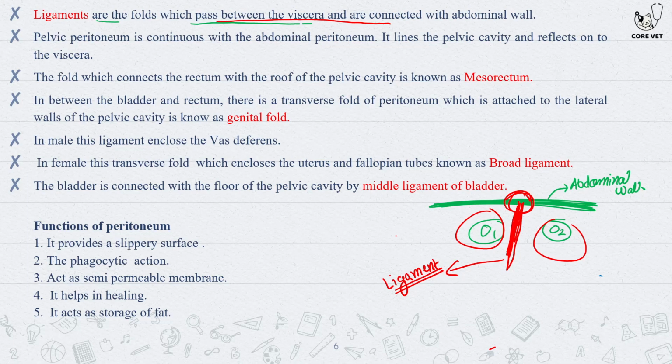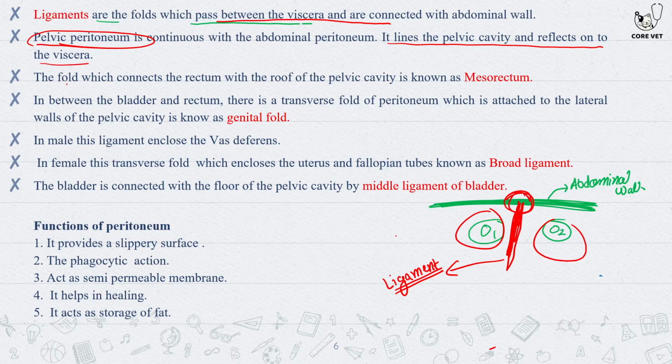Now the pelvic peritoneum is the continuation of the abdominal peritoneum. In the abdominal cavity there is the abdominal peritoneum, and when it extends to the pelvic cavity, it is known as the pelvic peritoneum. That's what the line signifies over here. I hope this stuff is clear. It lines the pelvic cavity and reflects onto the viscera that are present in the pelvic cavity.